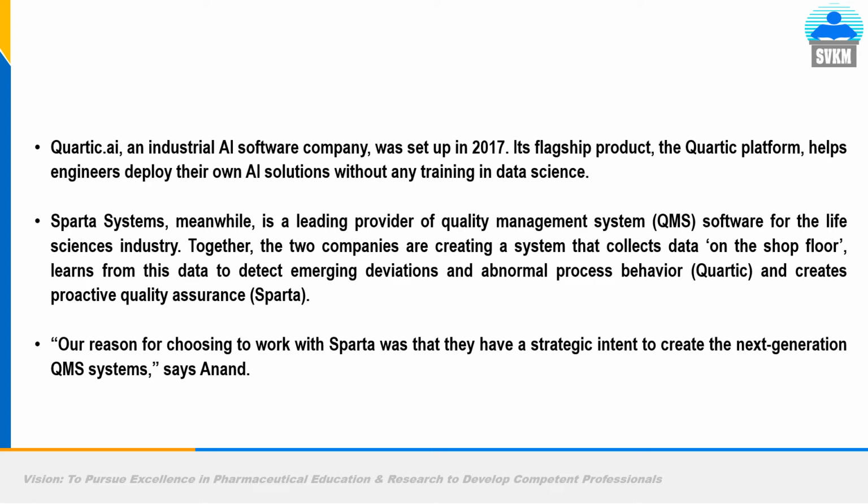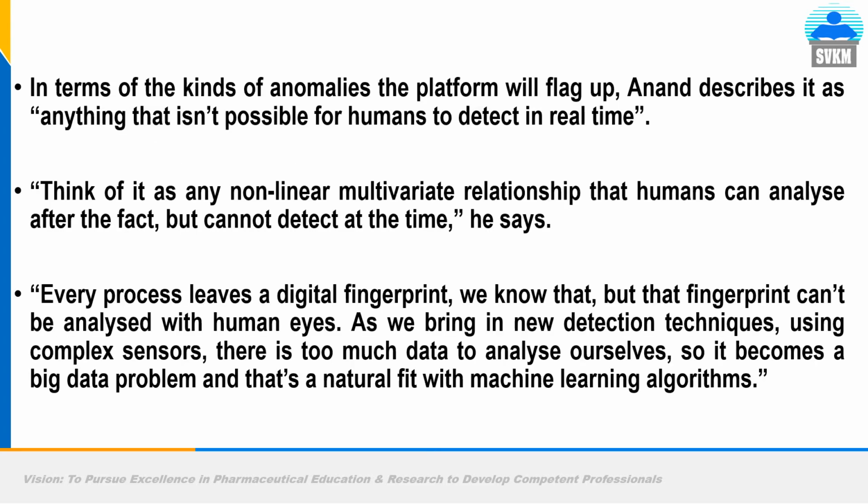As per the CEO, our reason for choosing to work with Sparta was that they have a strategic intent to create the next generation QMS system. So ultimately, AI means there is use of inter-science experts to make good efforts for good output. In terms of the kinds of anomalies the platform will flag up, Anand, the CEO, described it as anything that isn't possible for humans to detect in real time.